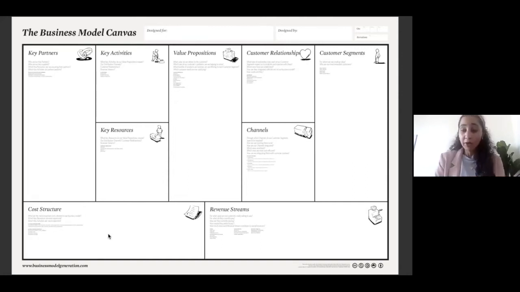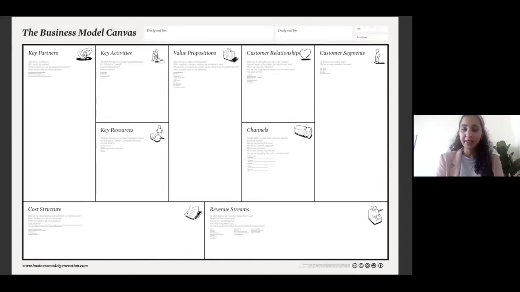Okay. First, we start with the right side of the canvas. Let me just minimize this. Okay, inshallah you can see.